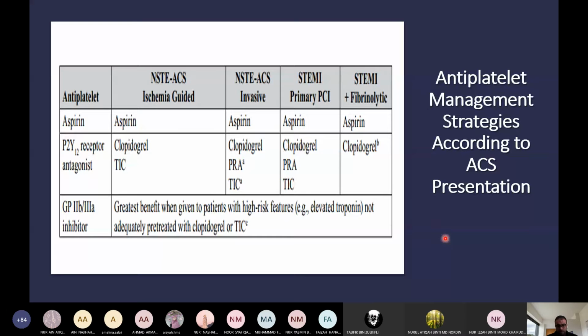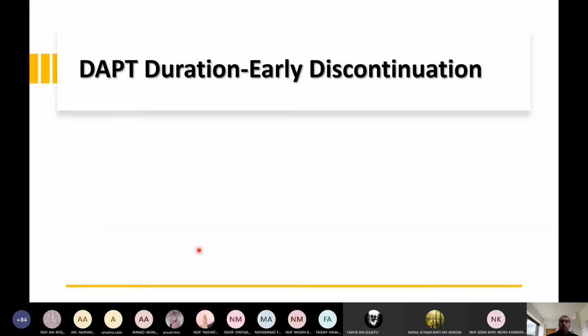You can see the agents that may be related to the glycoprotein 2B/3A inhibitors, eptifibatide and abciximab. This we'll discuss maybe in a few minutes. Those are to be offered for patients with high risk features, as we highlighted earlier.